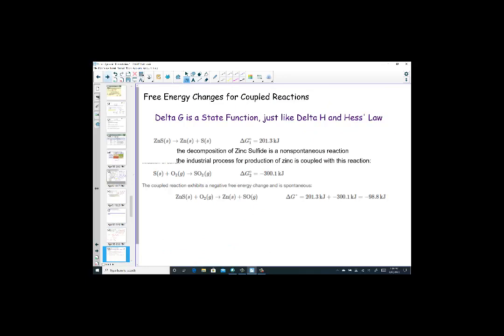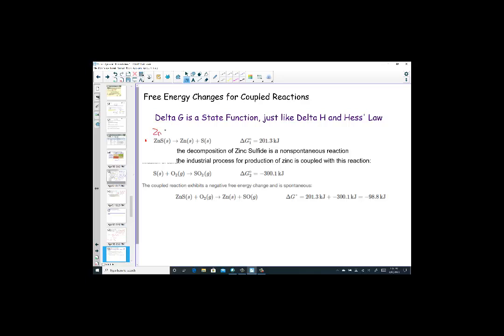Since free energy is a state function, just like delta H, it can be used in a Hess's law application. We can couple reactions to create a spontaneous condition for a reaction that ordinarily would be non-spontaneous, and this is done oftentimes in industry. Here's an example of a reaction. It's the decomposition of a compound called zinc sulfide.